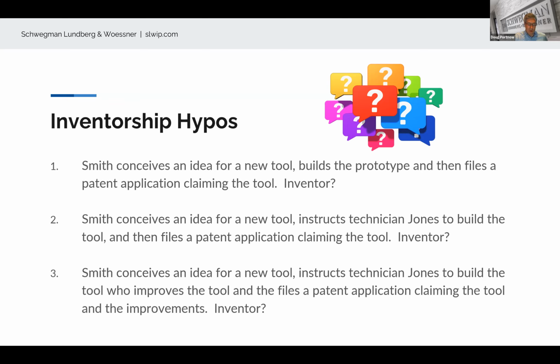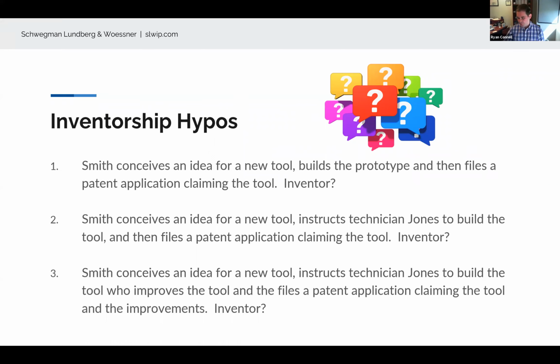So hypo number one: Mr. or Mrs. Smith conceives of an idea for a new tool, builds the prototype, so there's a physical example of that, then files a patent application and claims the tool. So maybe walk us through your thought process on who the inventor would be in that. Would it be Smith or somebody else?